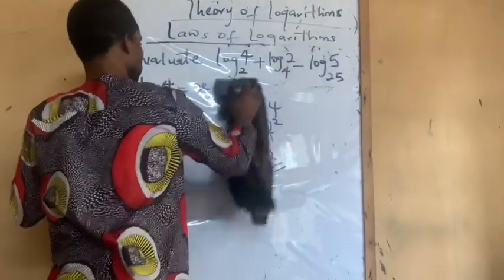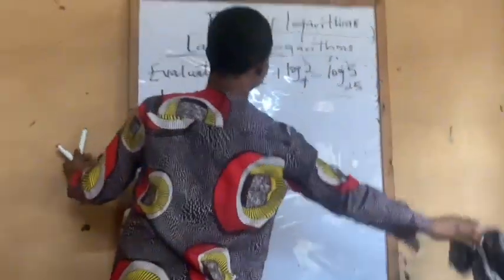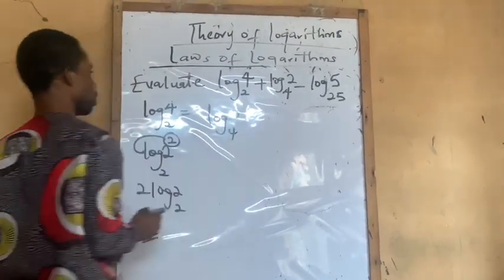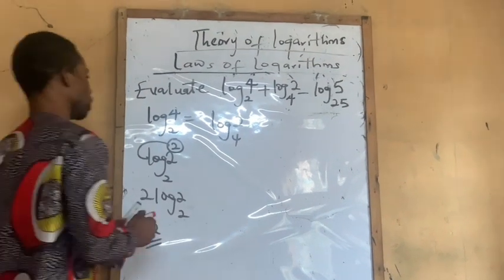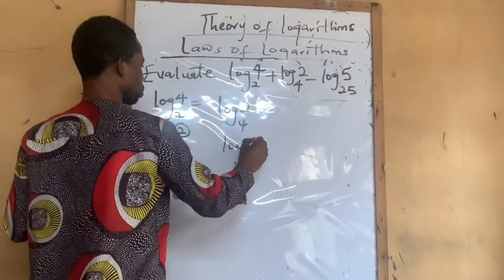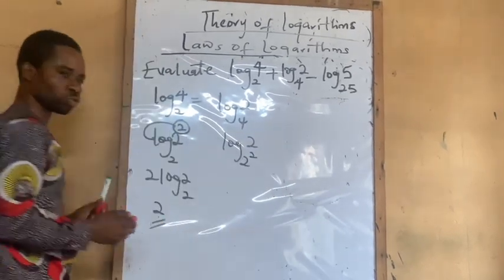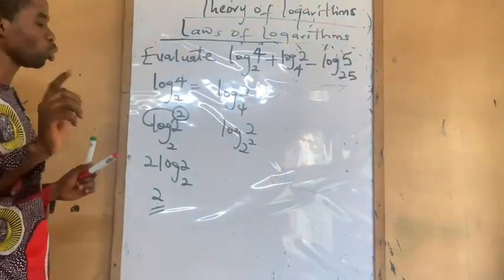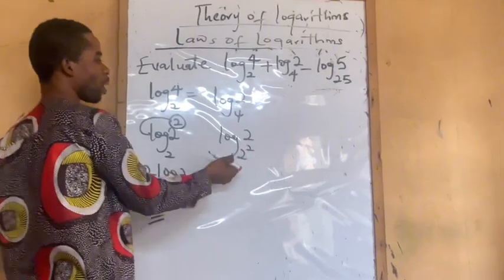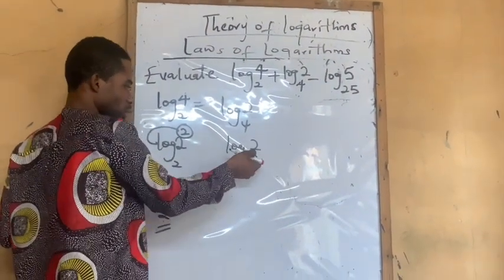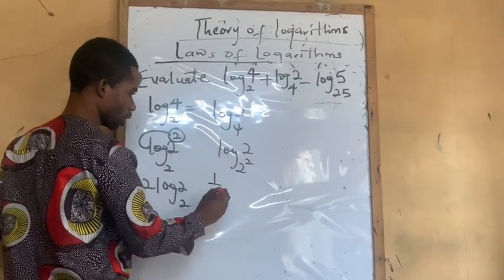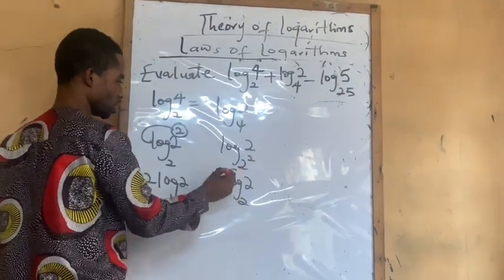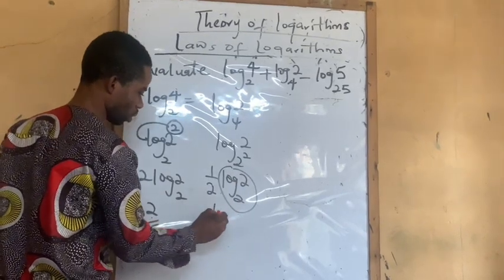Now, the first one has given us 2. So you take the second one also, log 2 base 4. What do you do? It's going to be log 2, that base 4 changes to base 2 raised to the power 2, like I told you earlier. I told you when I was explaining the law that if the base has a power, this power will come and turn to 1 over 2 log 2 base 2. This power comes to 1 over 2 here, and this is 1. And 1 over 2 times 1 is actually 1 over 2.